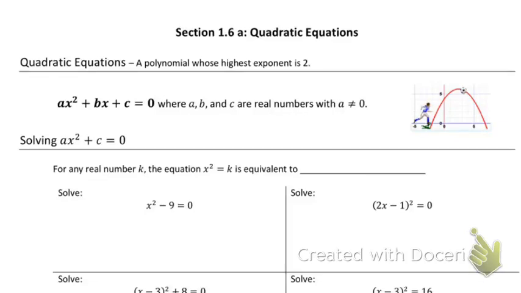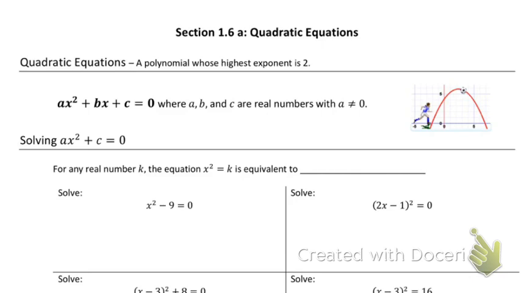A quadratic is a polynomial whose highest exponent is 2. So you're going to have that x squared in there. Obviously, an x cubed would be a cubic. So quadratic needs your highest power to be an x squared. In standard form, your quadratic equation is going to look like ax squared plus bx plus c equals 0. So to be in standard form, you must have a 0 on the other side.